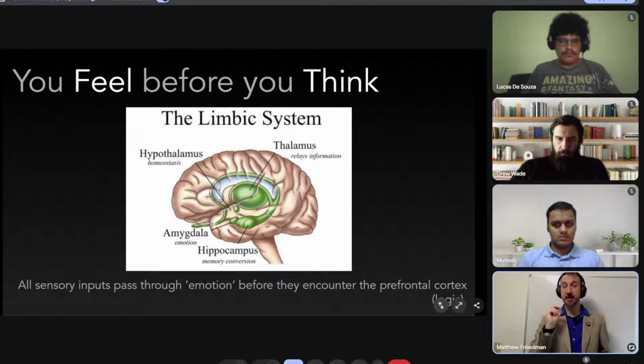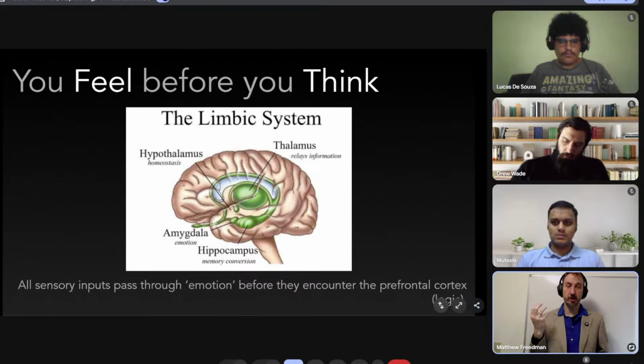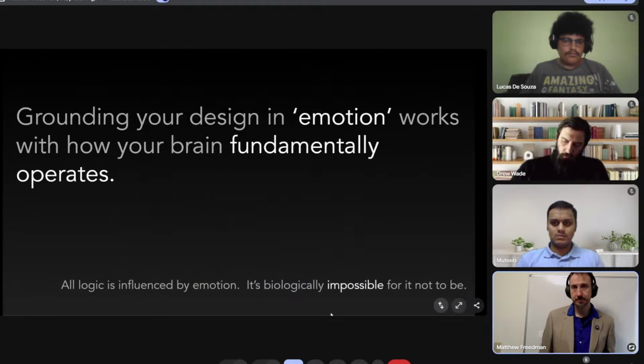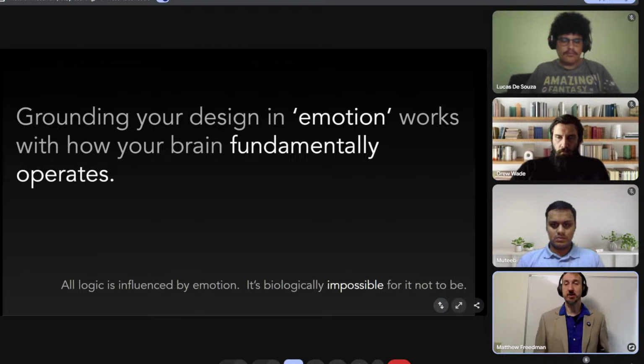This is why it's really important to understand the emotion or feeling of your design. If you can identify that, it is much easier to communicate your design to other people. It's also much easier to understand if the design revisions you're making feel like they are part of the overall project that you're working on. So, grounding your design in emotion works with how your brain fundamentally operates. All logic is influenced by emotion. It's biologically impossible for it not to be. It's literally how your brain is wired.